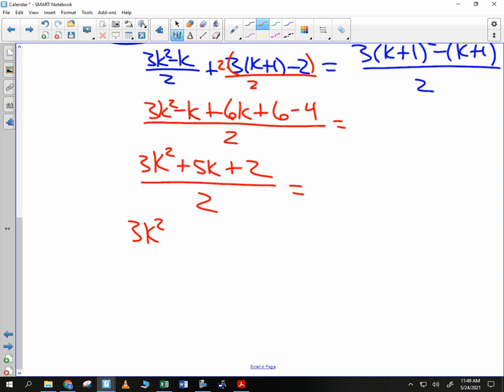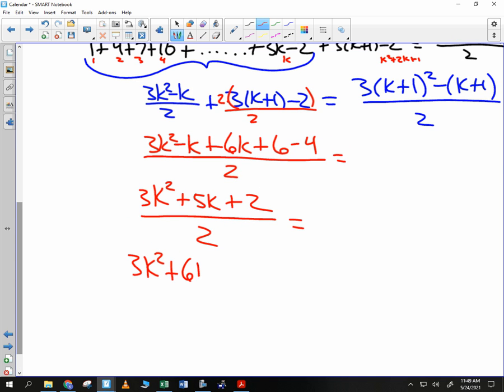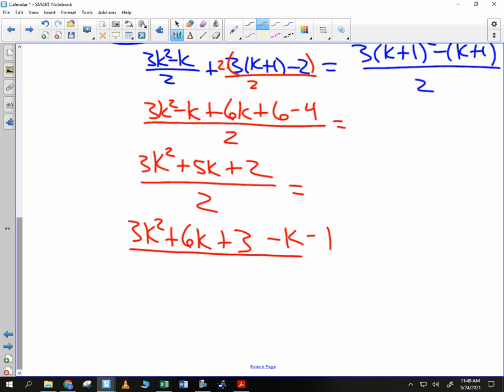3k squared plus, I don't want 5k, I want how many k's? 6k. So I'll put 6k there. Well, if I put a 6k there, then I have to put a minus k here, right? Because does a 6k and negative k make 5k? And then look here. What number do you want on the end here? You don't want 2, you want 3. So I'll put a plus 3 here, and I'll put a minus 1. Because doesn't the 3 and the negative 1 make 2? Everybody okay with that? And that's all over 2.